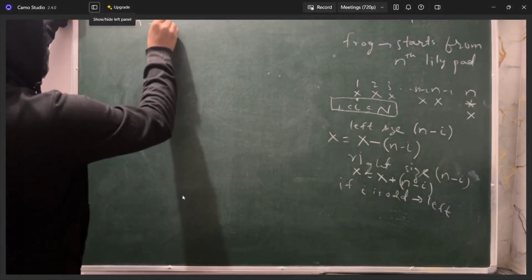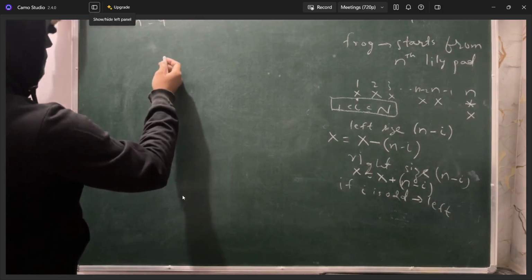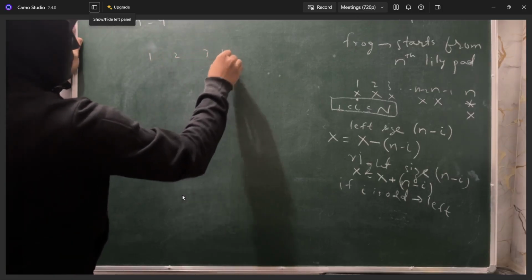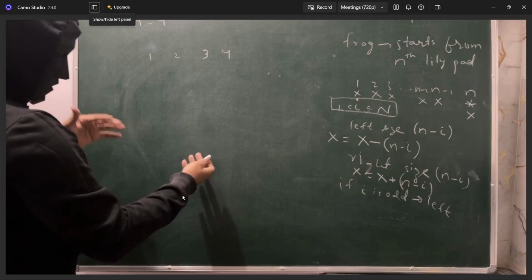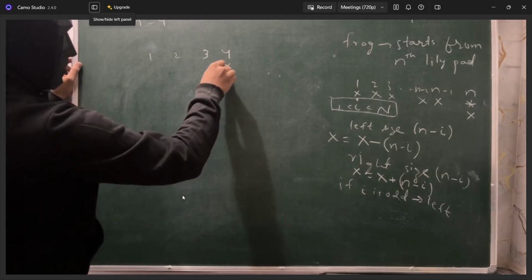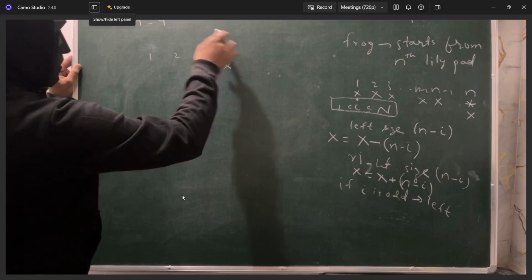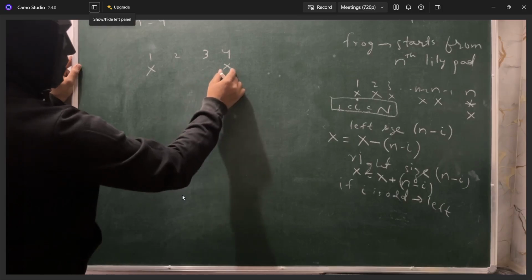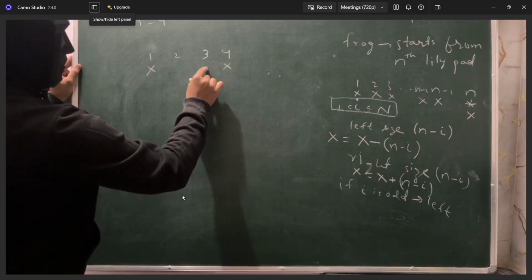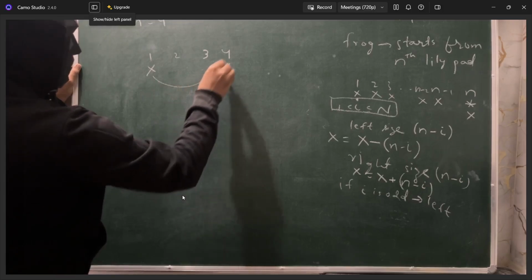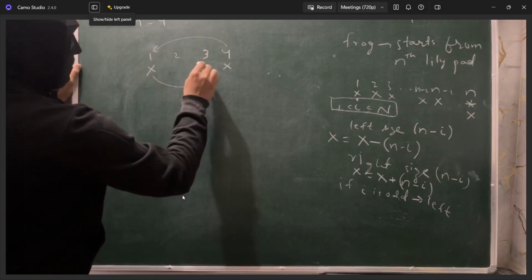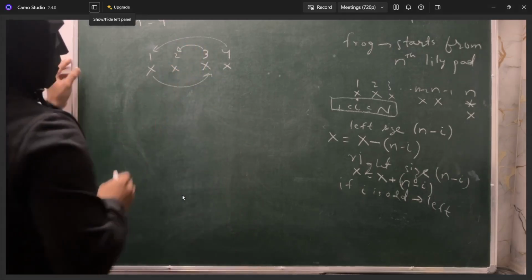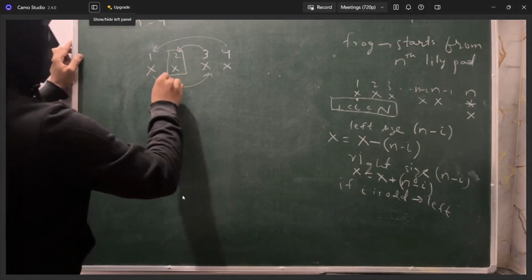Now let's consider n is equal to 4. In the question they have not given this, but let me try to solve it. So we have 1 2 3 4. As you saw in the two examples, your frog was starting from here. In the next step he'll be moving this side, and in the next step, since this position is done, he'll be moving to this position. So your frog came here, and in the next step he'll be moving to this position. So this is the final position of the frog.